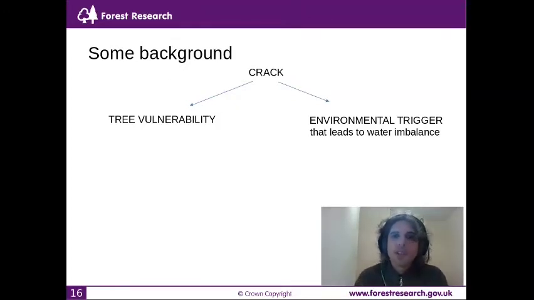But before going into the details, let me show you some background. Cracking is a two-dimensional problem. As we all know, there must be some environmental trigger that leads to a certain degree of water imbalance within the tree, which in turn leads to internal tensions and eventually to the collapse of a group of cells and then to cracking. But for that to happen, there must also be a vulnerability within the tree. The problem here is that both triggers and vulnerabilities are not entirely understood.